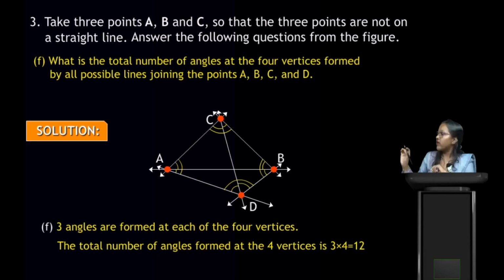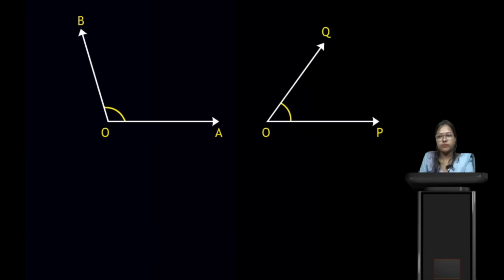Okay, now next, the total number of angles formed at the 4 vertices, that means how many angles in total? In every vertex, 3. And how many vertices are there? Total 4. So, 3 fours are 12 angles that will be formed. I hope this much is clear.